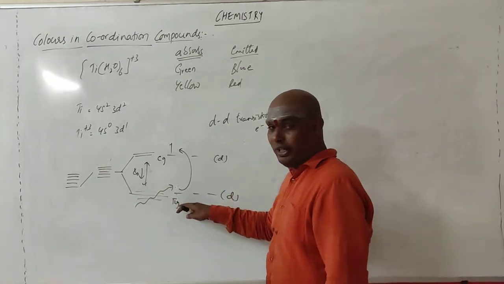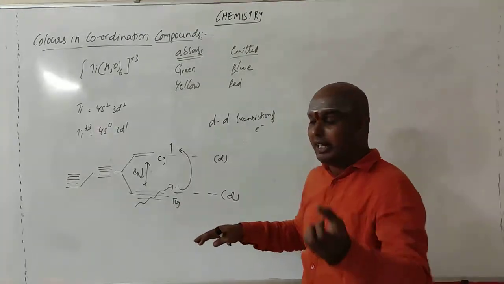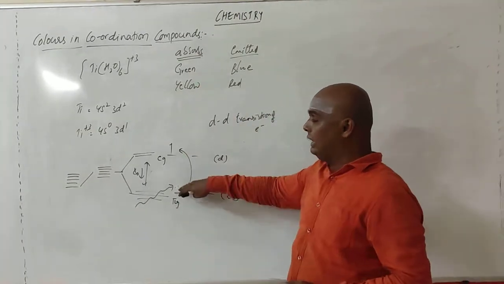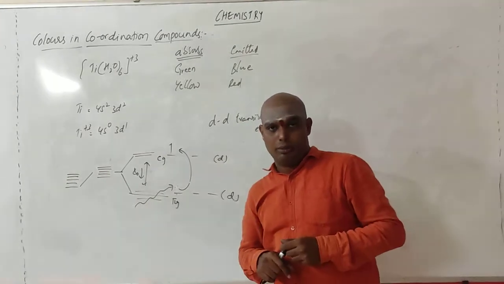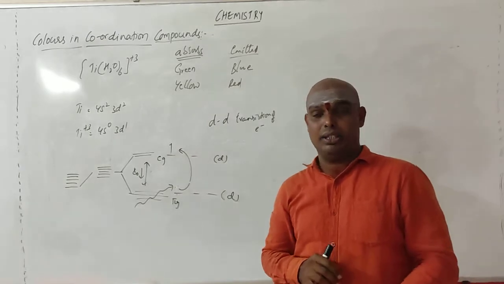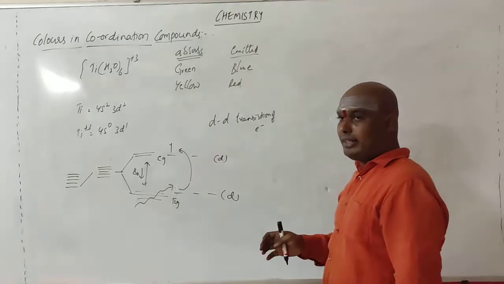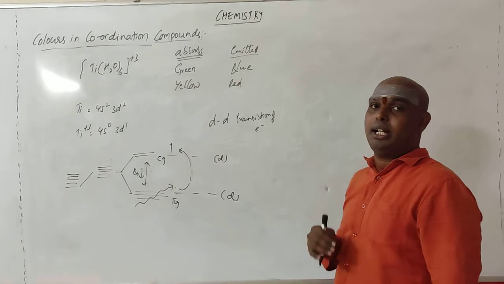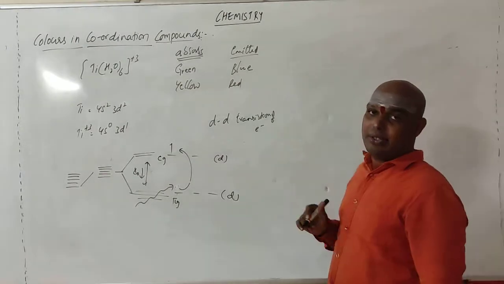Because one electron in the lower energy level absorbs the visible radiation of green and yellow, it gets shifted to the higher energy orbital and it emits light of blue or red color range. So that sort of excitation of an electron from one d orbital to the other d orbital is called the d-d transition of the electron.